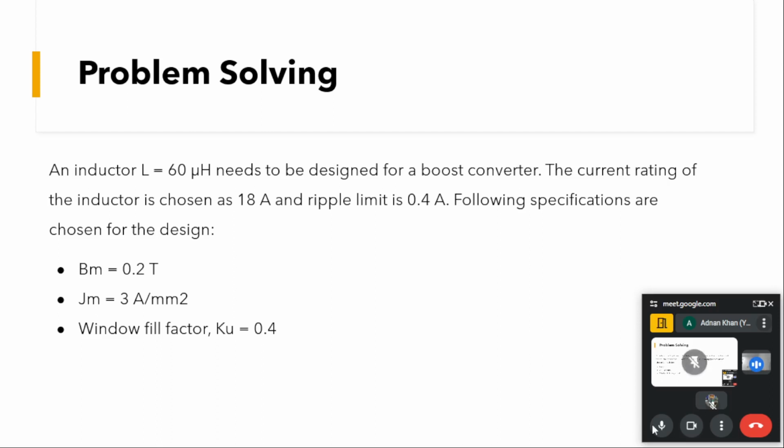So before that, we shall take a break for 5 minutes, like it is 4:14. We shall join back at 4:19, and then we shall take up this problem solving.